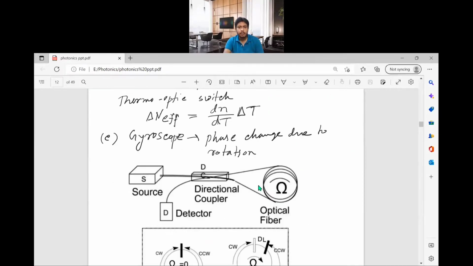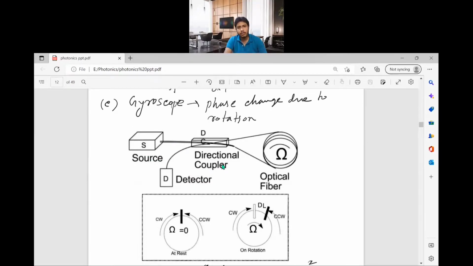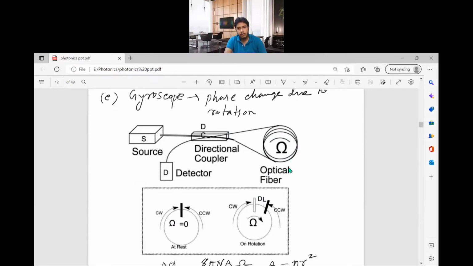And the Sagnac interferometer's main application is the gyroscope. So it can be used to detect rotational movement. So the rotational movement is related to the phase difference. So if you have a source and this is the coupler, and you have this optical fiber, the coupler divides the light into two different beams, and they travel in two different paths. One is clockwise and another is counterclockwise. So if the total system is at rest, the counterclockwise and clockwise waves will reach the same position. So there will be no phase difference.